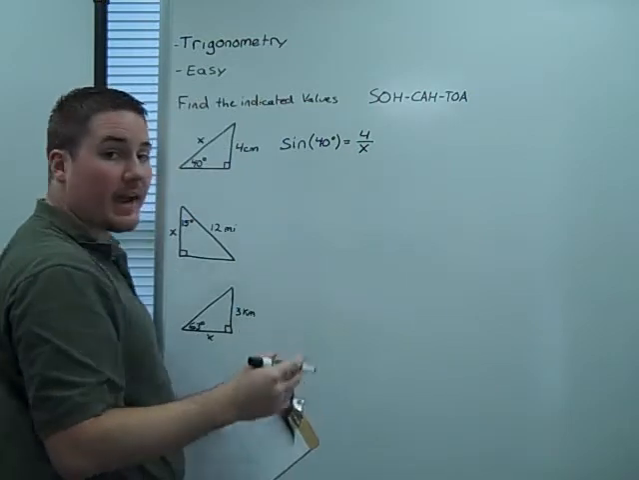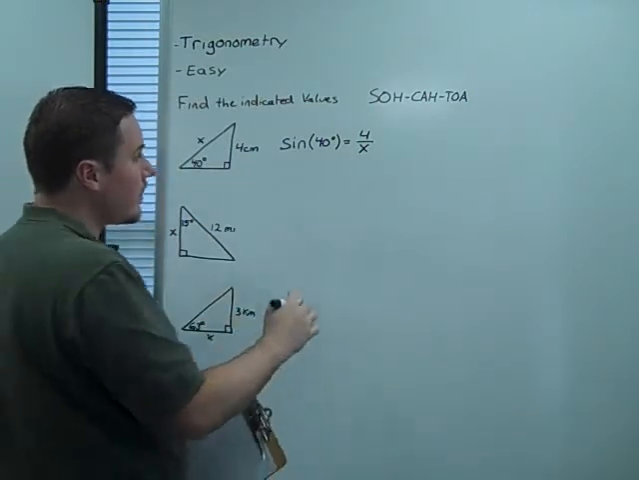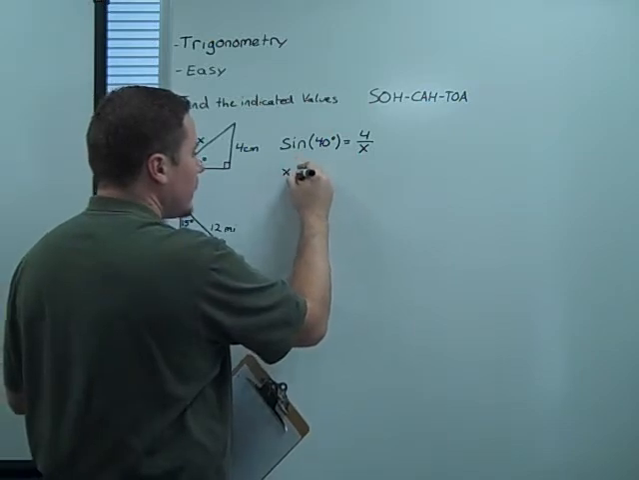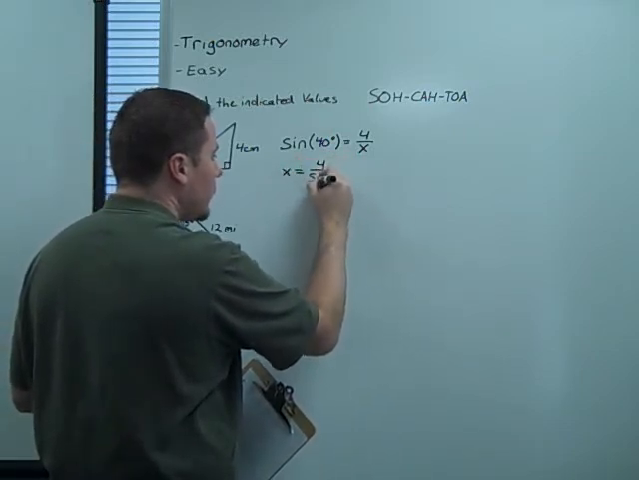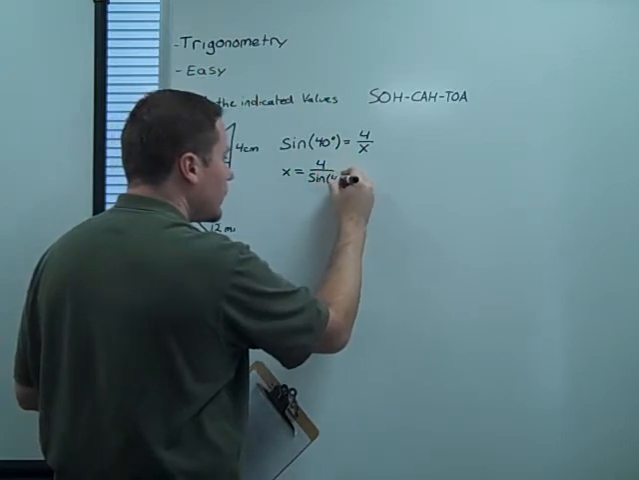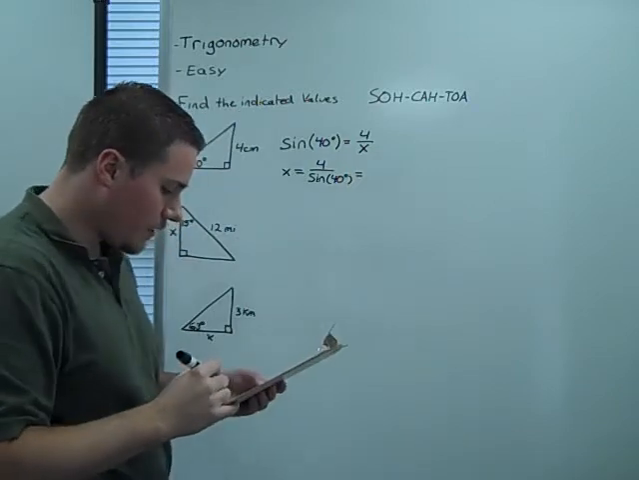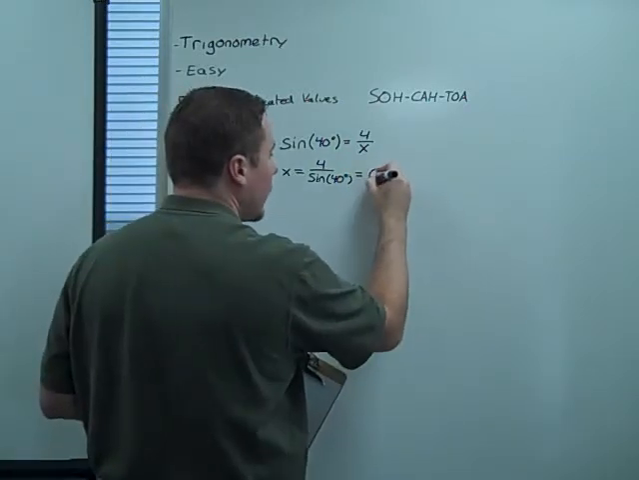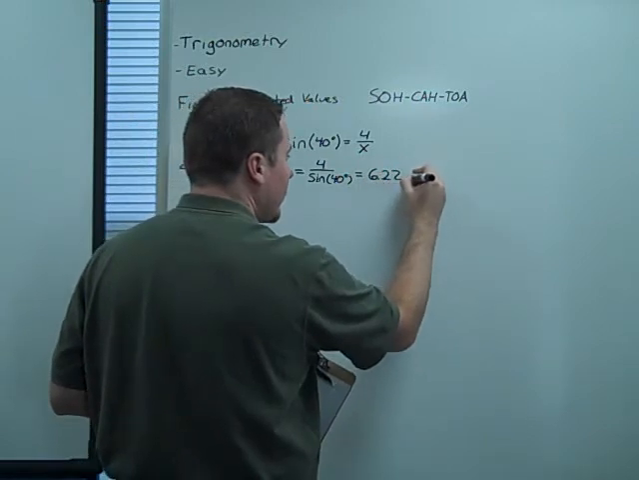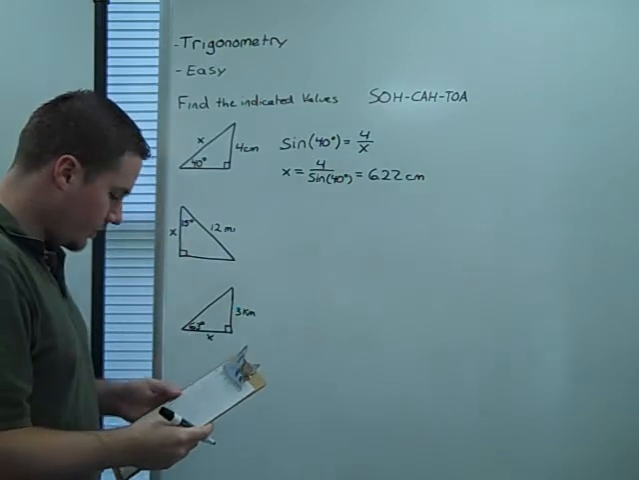Now to solve for x, we can cross multiply, we can move diagonally across the equals sign. So x equals 4 over sine of 40 degrees. Now make sure your calculator is in degree mode, because this is a degree measurement. And this will give you 6.22 centimeters, which is the proper unit.